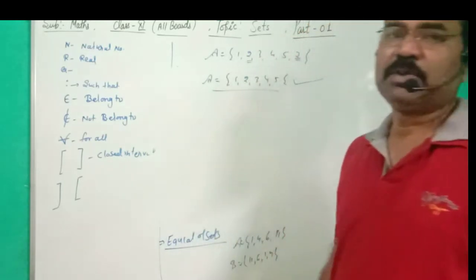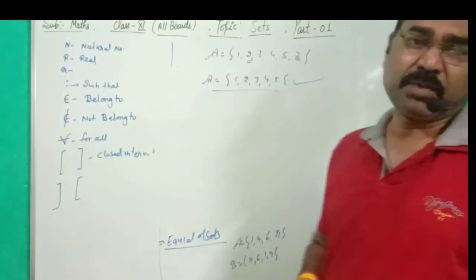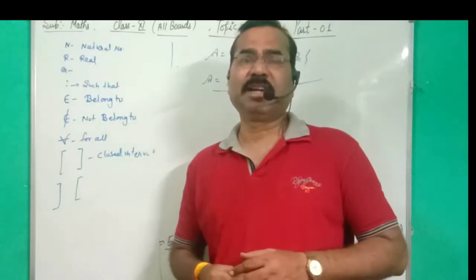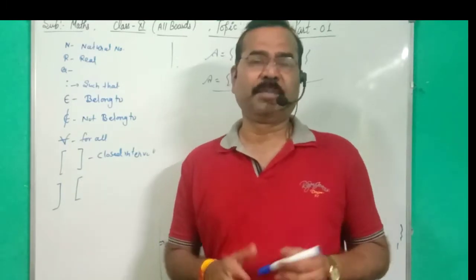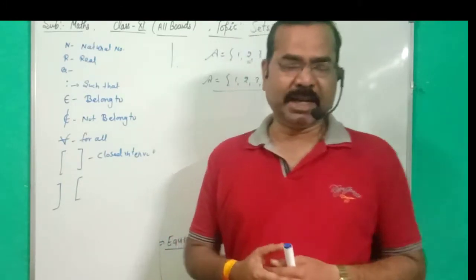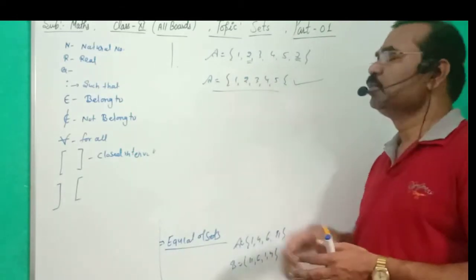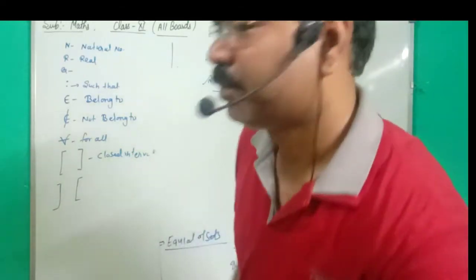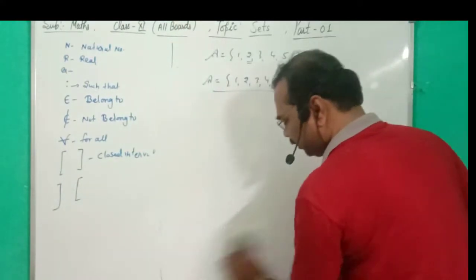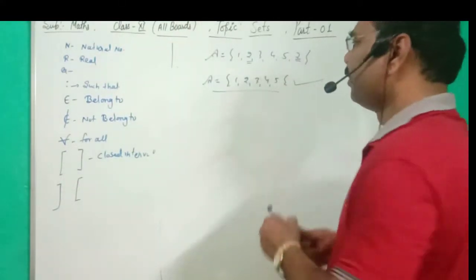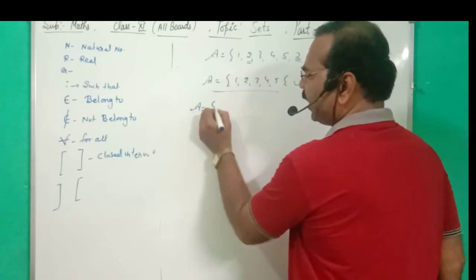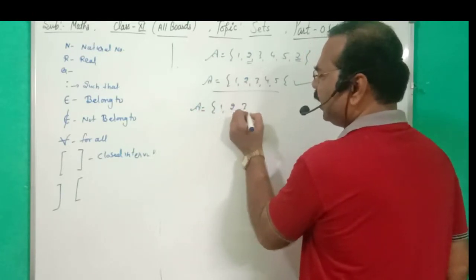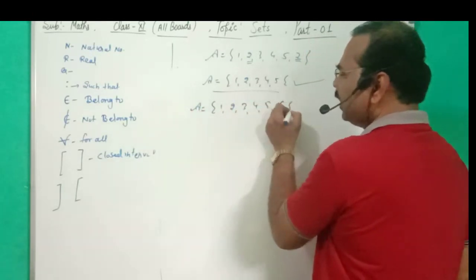Now we have to discuss the set builder form and the roster form. What is a set builder form and what is a roster form? How do we use the roster form and the set builder form? Okay students, you have to know that. Suppose you are given a set A: 1, 2, 3, 4, 5, 6. That is a set.